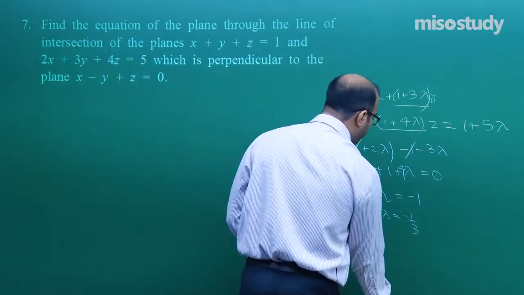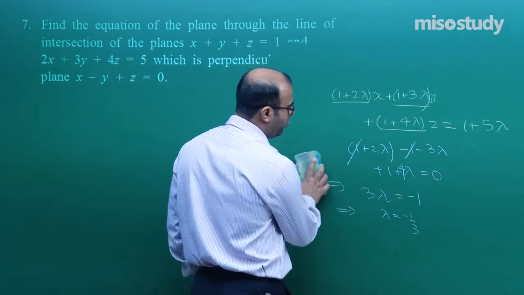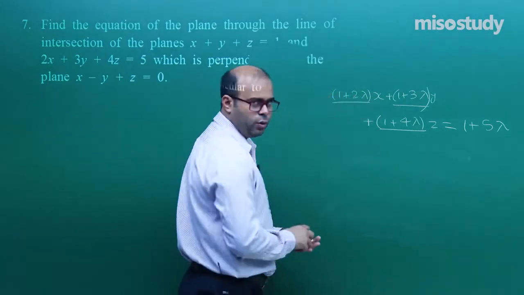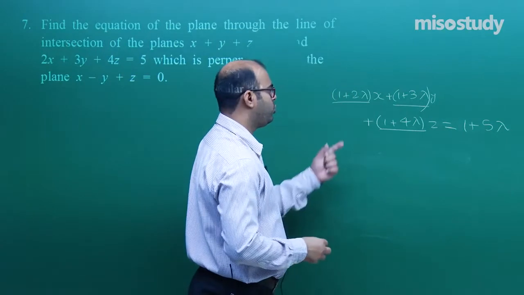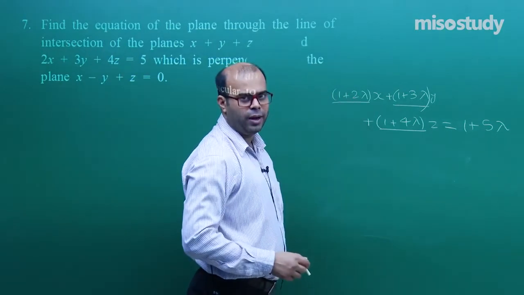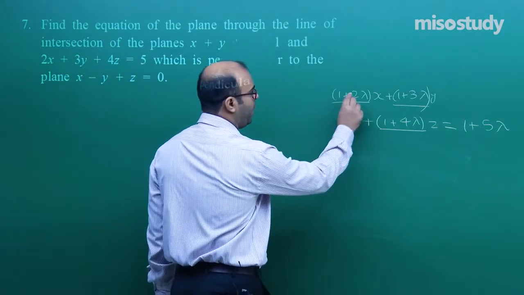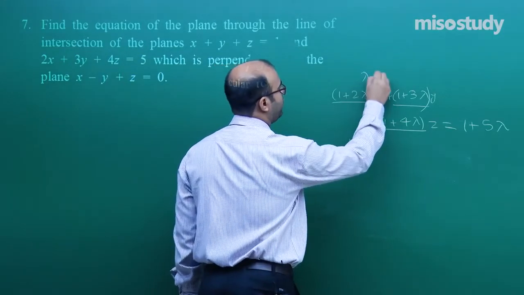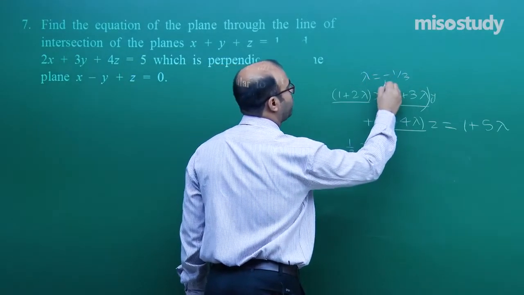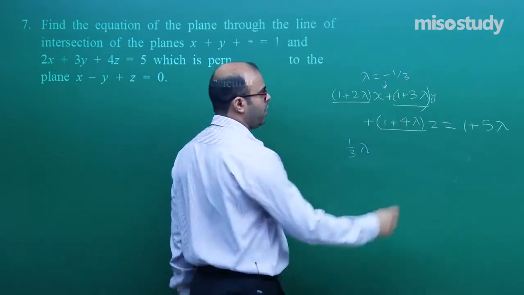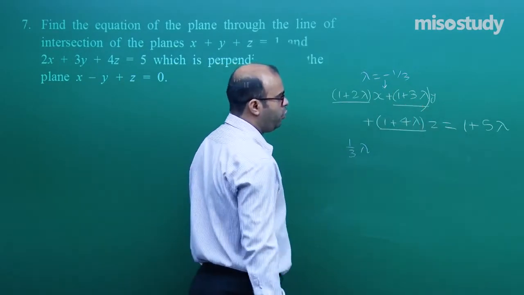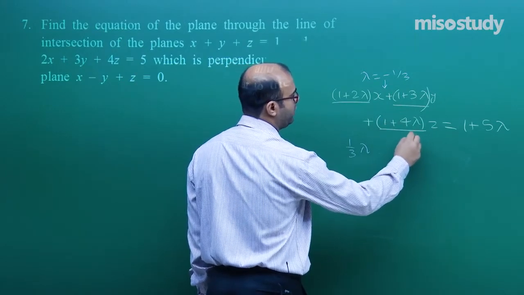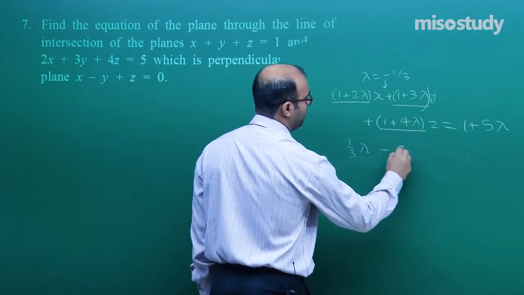Now after knowing the value of lambda, which is actually equal to minus 1 by 3, can we find the equation of the required plane? We have to just substitute lambda equal to minus 1 by 3 here. So 1 minus 2 by 3 will be 1 by 3. What we are doing, lambda is equal to minus 1 by 3, I am substituting in this equation. Here when we do, it will become 0. Here when we do, this will become 1 minus 4 by 3, that is minus z by 3.